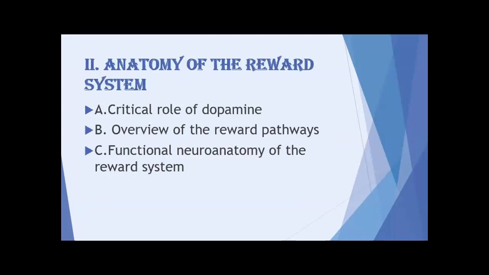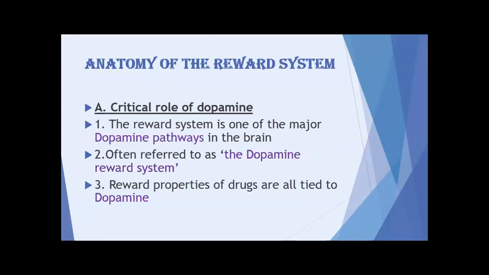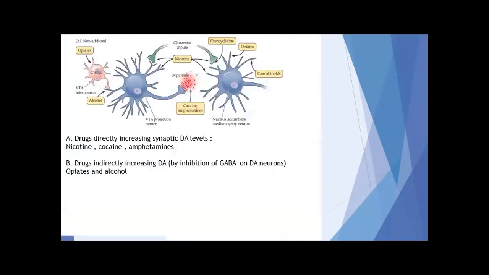Now, the anatomy of the reward system, we will be covering in three headings. The critical role of dopamine, overview of the reward pathways, the functional neuroanatomy of the reward system. The critical role of dopamine. The reward system is one of the major dopamine pathways in the brain, often referred to as the dopamine reward system. Reward properties of drugs are all tied to the dopamine.